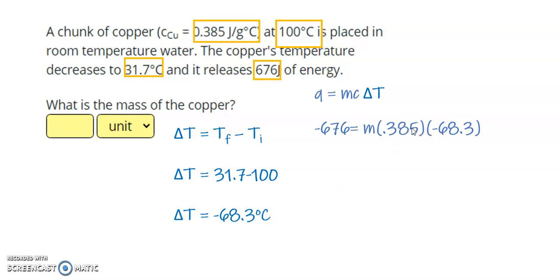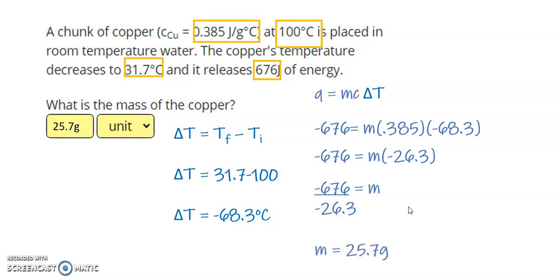First step is to multiply these two together. Then we have negative 676 equals M times negative 26.3. Divide both sides by negative 26.3. And you get negative 676 divided by negative 26.3 equals M. And your mass equals 25.7 grams. And you can see that right there.